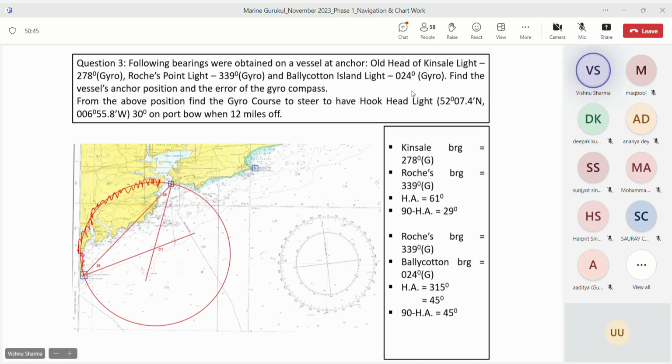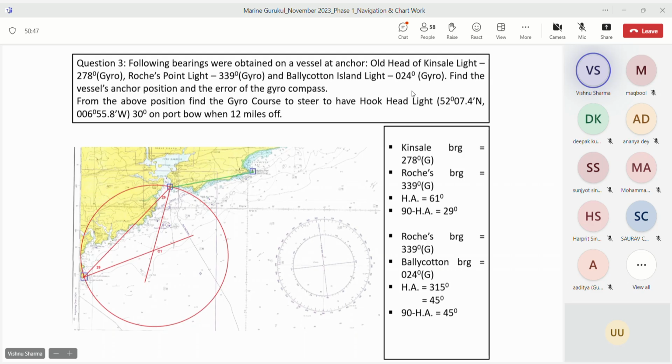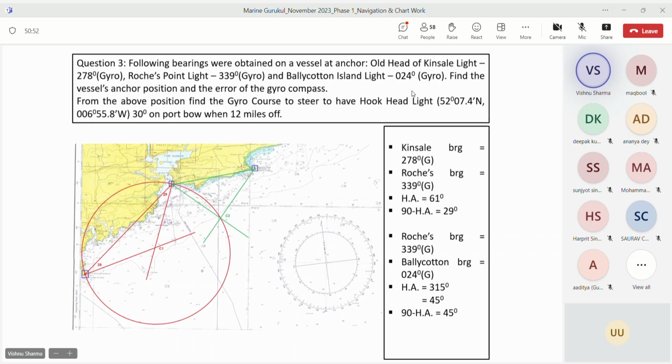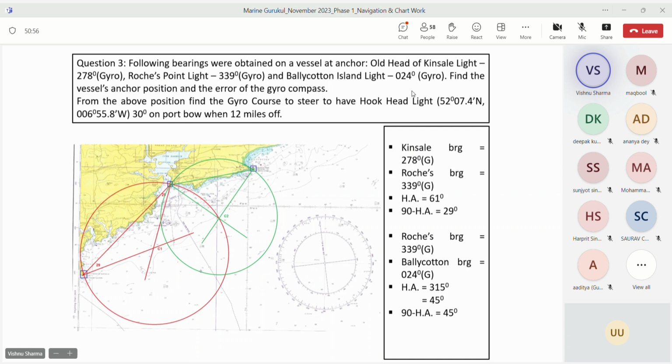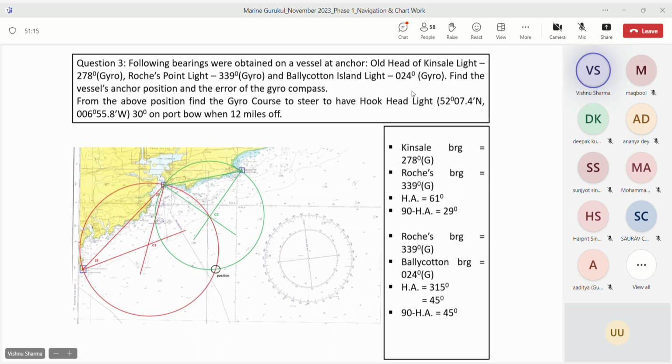Likewise, we draw for the second one. Horizontal angle is now again less than 90, so we draw again on side 2. We draw this 45, 45 with C2 as the center. Don't draw this part. These two are not to be drawn, okay? And where the green position circle intersects the red position circle, one intersection is at Roches, which cannot be the position of the vessel. The other is here. So this becomes the anchor position of the vessel. Yes or no? Yes, sir.